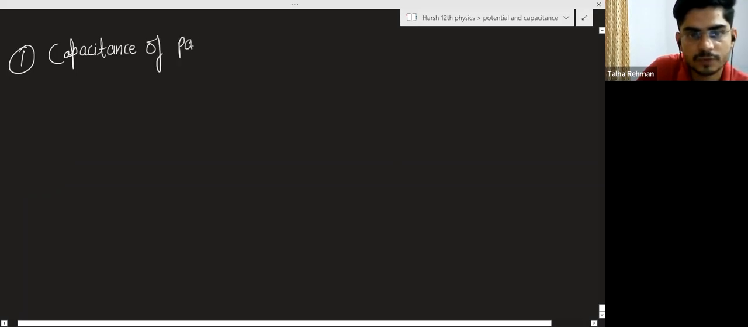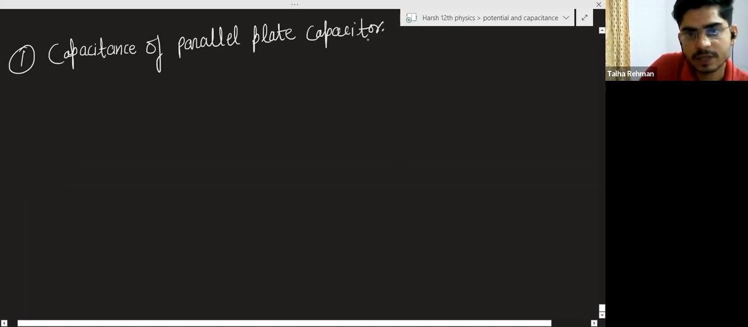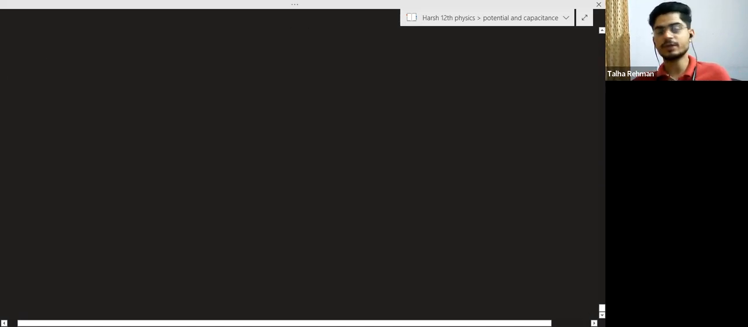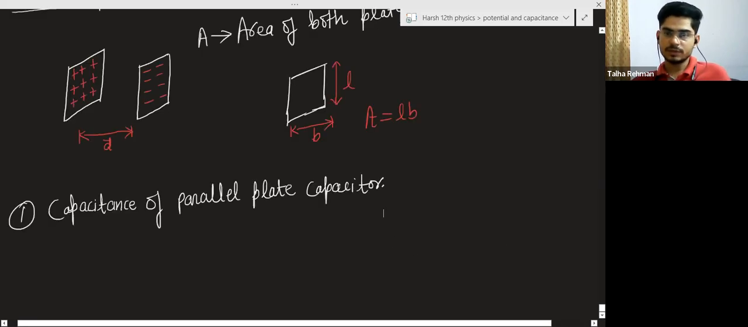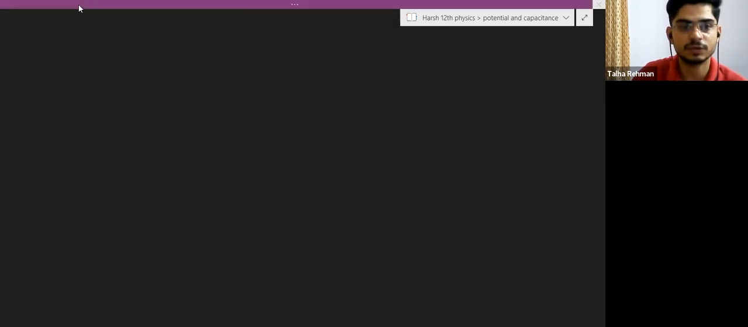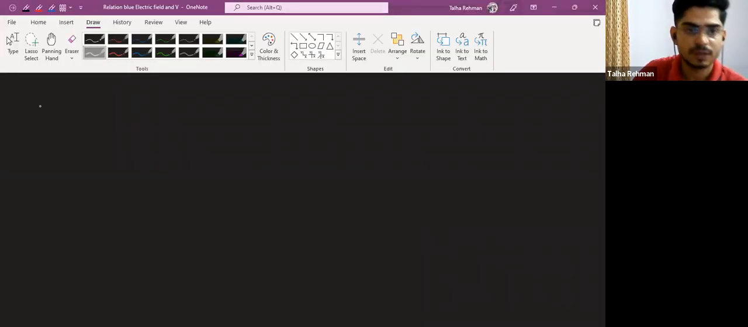Capacitance of parallel plate capacitor. And Harsh, one thing I am going to tell you, and this thing is very, very important. Maybe you have studied in your electrostatics from some other teacher. I don't know. But I am telling from my side because this will be used very much.